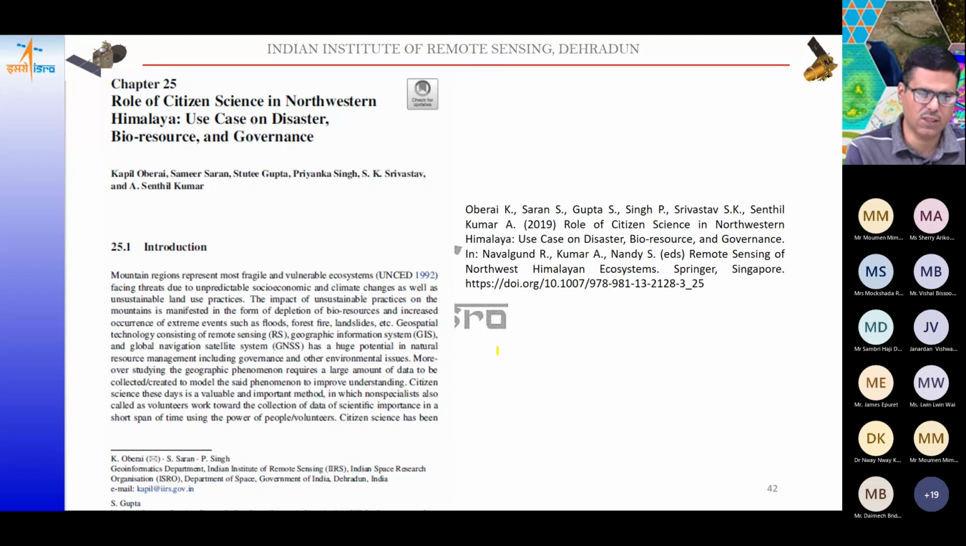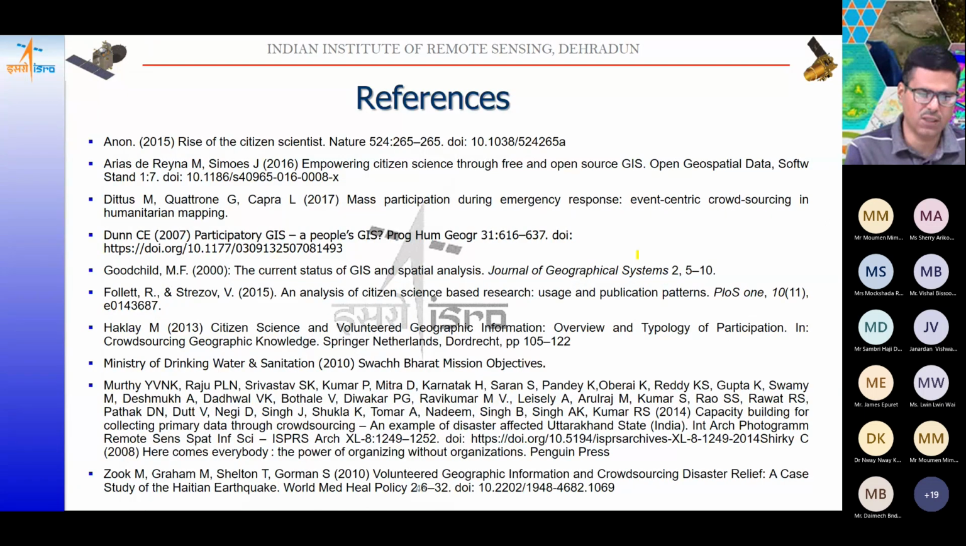And for more, you can refer to this book chapter. This is the reference I have put here. We have published on the role of citizen science in the Northwestern Himalaya on disaster, bioresource, and governance. Here you can learn more in detail about some of the projects I have talked about and also the other relevant background on the subject. And these are some of the other references that I have used for this slide.